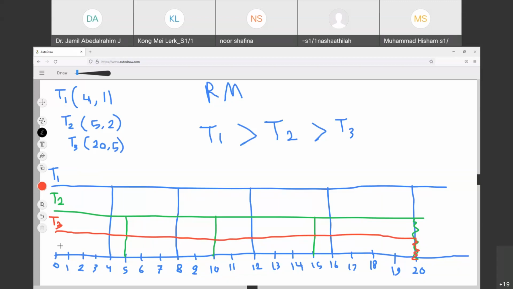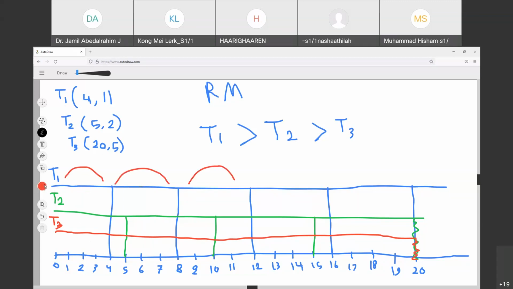The second step, we follow the given rule based on our type of algorithm, which is rate monotonic. It's based on priority, so we first execute the higher priority. Which task has higher priority? Task 1. So we execute task 1. How many units do we need to execute of task 1? 1 unit. So we execute only 1 unit each period. That means in this period we need to execute only 1 unit, in this period 1 unit, and so on.